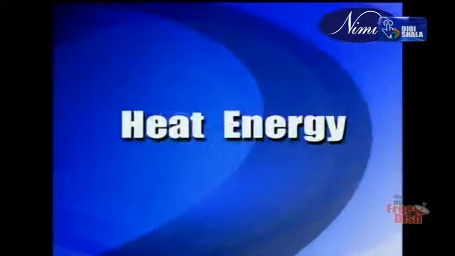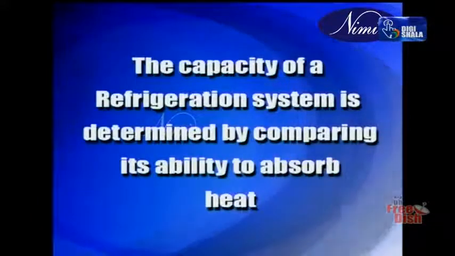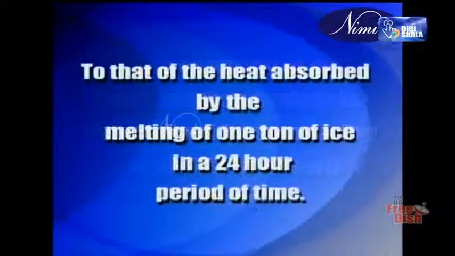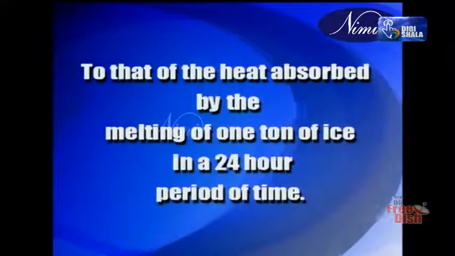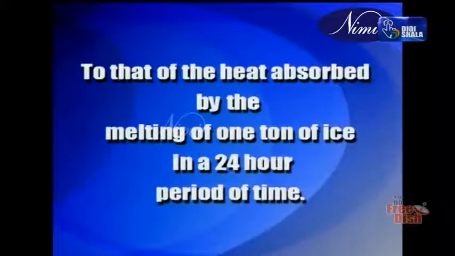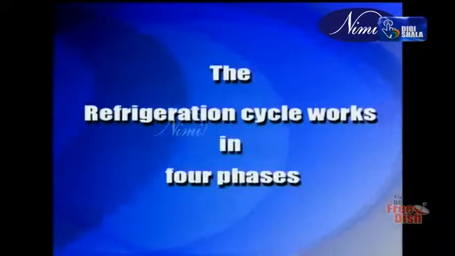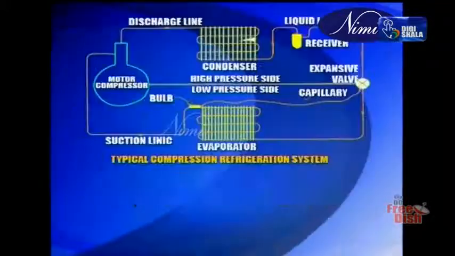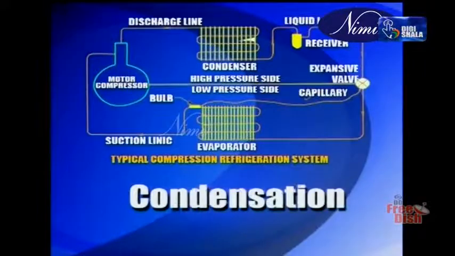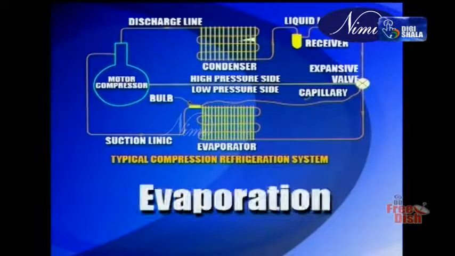Heat energy. The capacity of a refrigeration system is determined by comparing its ability to absorb heat to that of the heat absorbed by the melting of 1 ton of ice in a 24-hour period of time. The refrigeration cycle works in 4 phases: compression, condensation, expansion, evaporation.